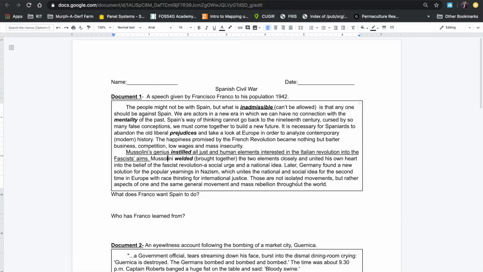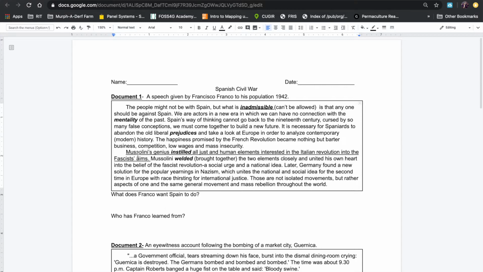Those are not isolated movements, but rather aspects of one and the same general movement and mass rebellion throughout the world. Wow. So that is dense. There's a lot there. But you could see from the first paragraph, when we started predicting what these other modern movements are, in the second paragraph, he goes out and he names them, right? So let's answer number 2 first.